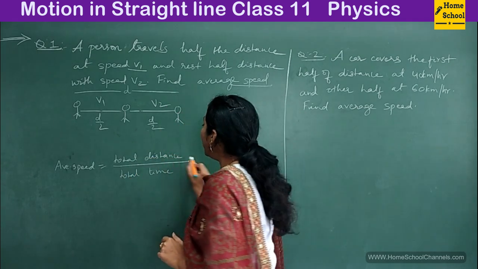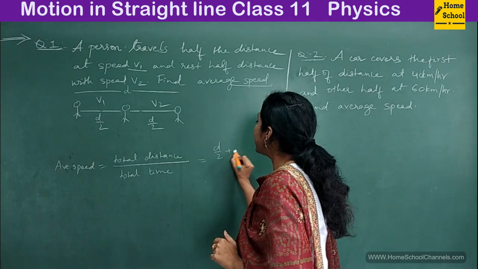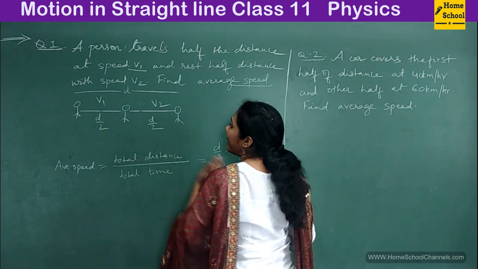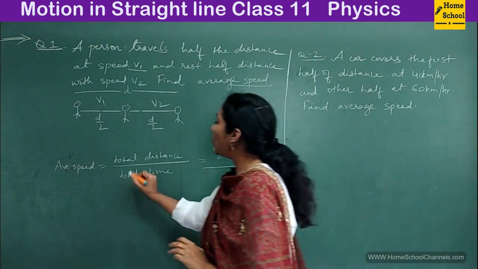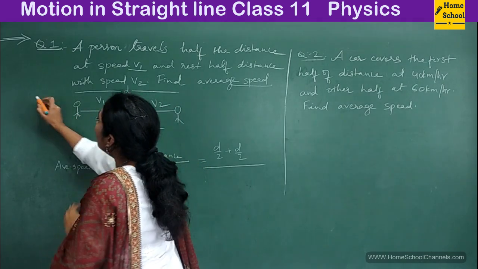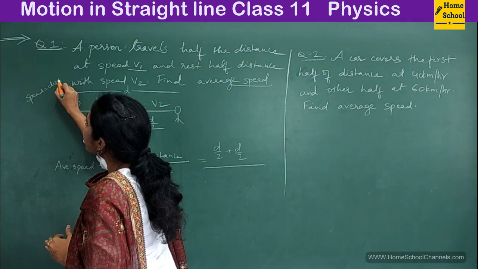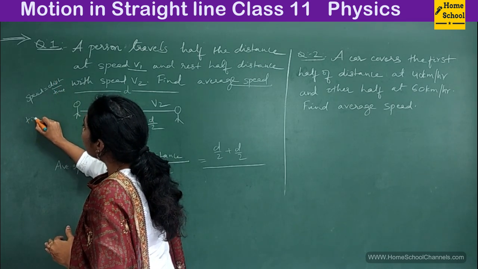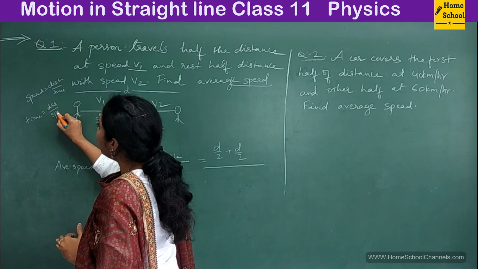Okay, so total distance we know is d by 2 plus d by 2, isn't it? And divided by total time. So what is the time here? We all know speed is equal to distance by time, isn't it? So time is equal to distance divided by speed, right?